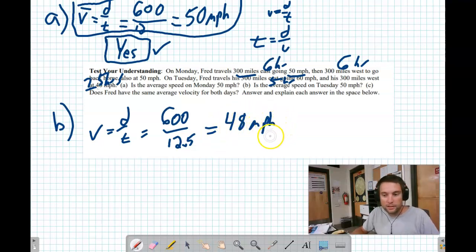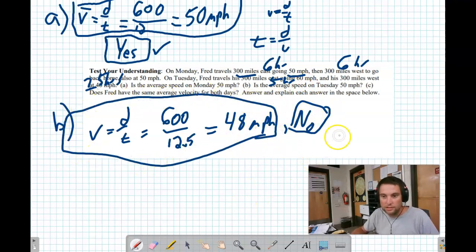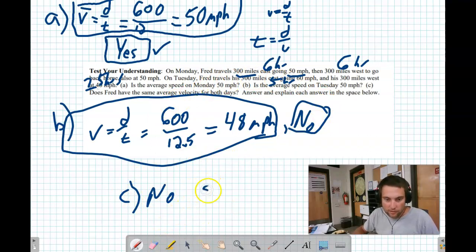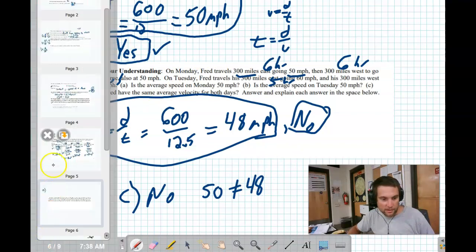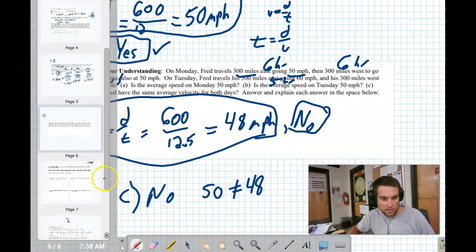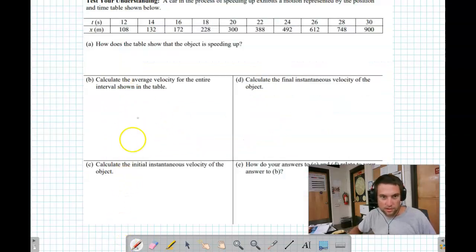So there's the answer, right? No. The question is the speed. So, no. This is all part of my justification right here. This is my reasoning, my thought process. Does Fred have the same average velocity for both days? Nice and easy. No. Answer and explain. 50 does not equal 48. There's my explanation. Alright, and then let's go on to the last problem. So I wrote myself a little note to stop here.